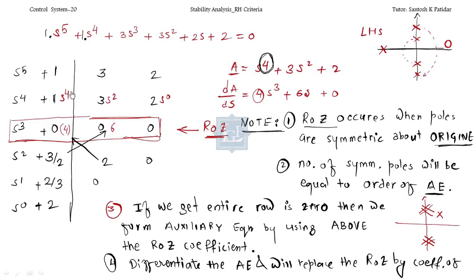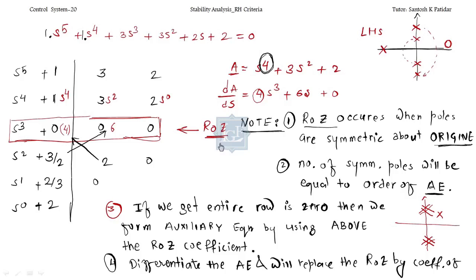So we find the first column of the RH table. Now we check for the sign change. Over here we do not have any sign change, but it means the system is not stable for sure. Correct? Now what does this row of 0 indicate? This is a very important point.